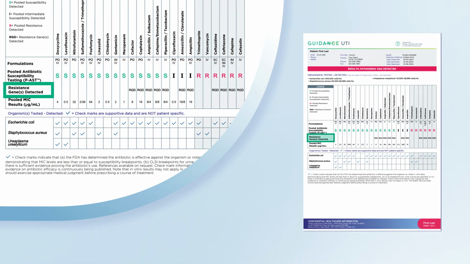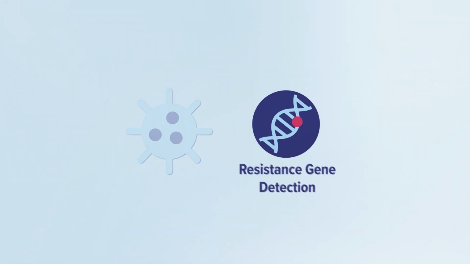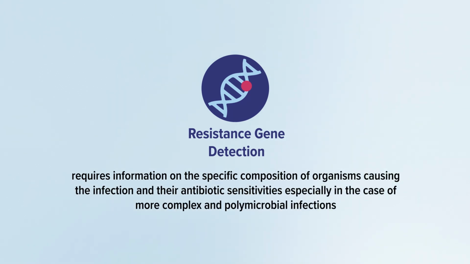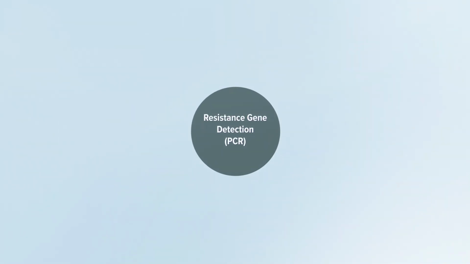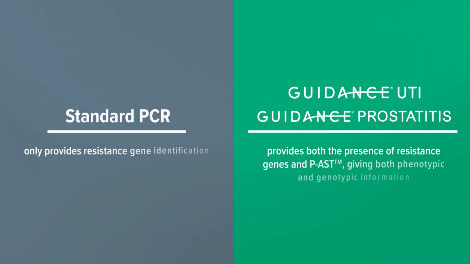Guidance UTI and Guidance Prostatitis also test for the presence of antibiotic resistance genes. Resistance genes can provide useful information, but sometimes these genes are not fully expressed. This could be from mutations or changes in resistance genes due to interactions with other organisms. Standard PCR testing only provides resistance gene identification, whereas Guidance UTI and Guidance Prostatitis provides both the presence of resistance genes and PAST, giving both phenotypic and genotypic information.